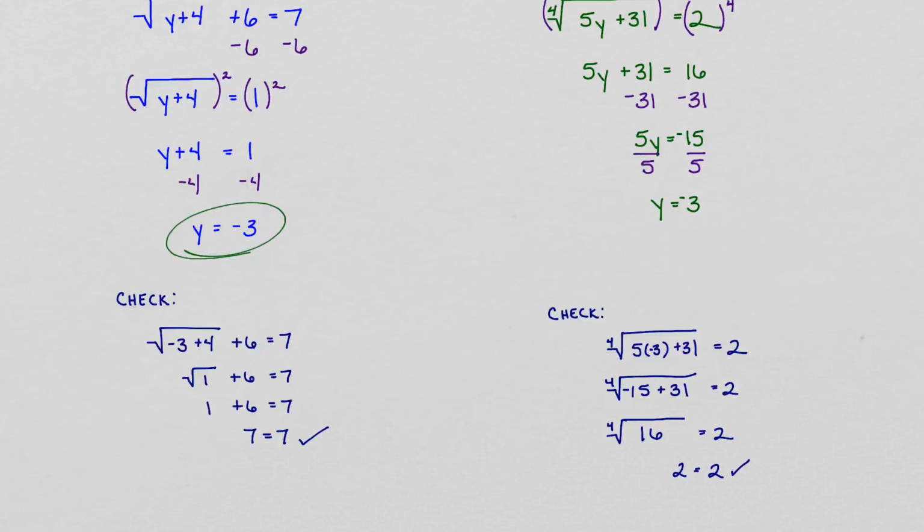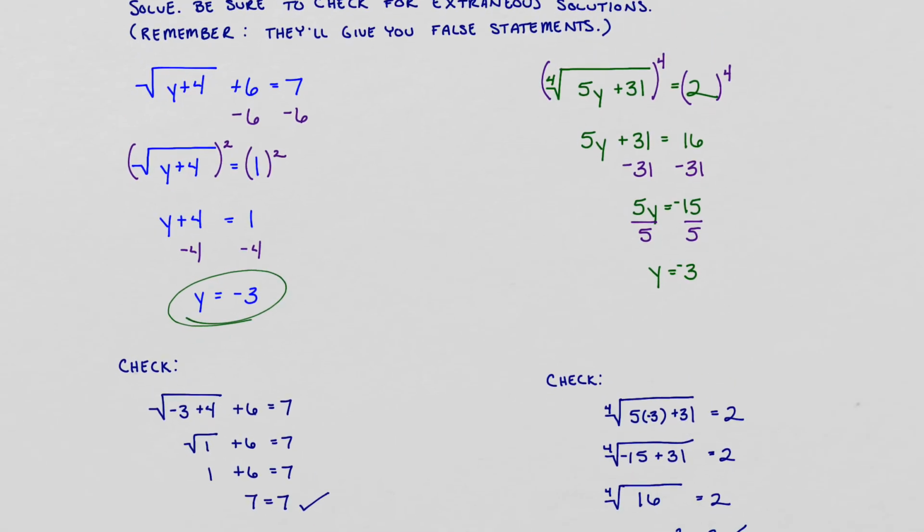Okay, so returning back to the fourth root of 5y plus 31 is equal to 2. Notice here that we're working with a different index. So in order to undo a fourth root, we're going to have to raise it to the fourth power. So they have to match each other. Once we do that, we get 5y plus 31 is equal to 2 raised to the fourth, which is 16. We'll remove 31 from both sides to get 5y is equal to negative 15. And when we divide, we once again get y is equal to negative 3.